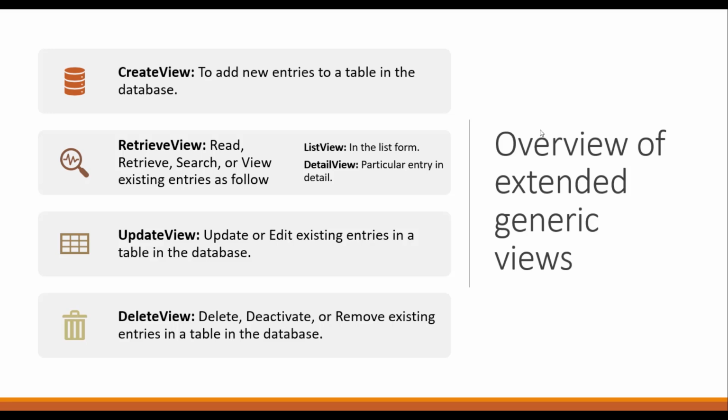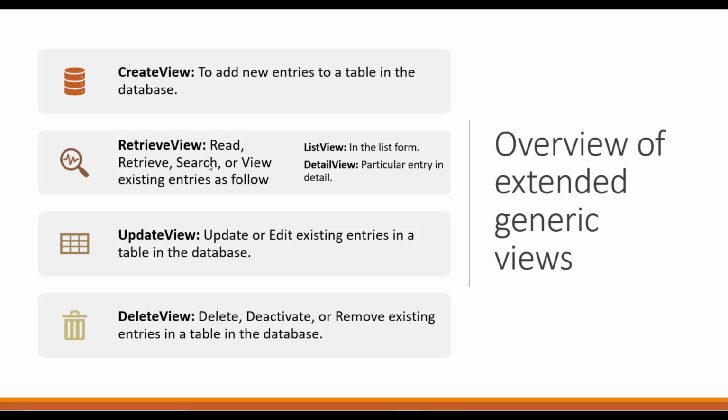Before starting an example, I will give you an overview of the predefined views that are available in generic view, which we are going to use for the extension. The first one is a create view. It is used to add new entries to the table in the database. The second one is a retrieve view. It is used to read, retrieve, search or view existing entries as a list or a detail. If you want to retrieve as a list, you have to use the list view, or if you want to get a detail of a particular entry, you will have to use the detail view.